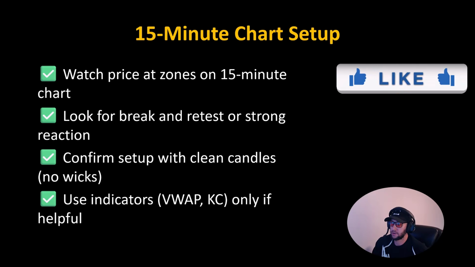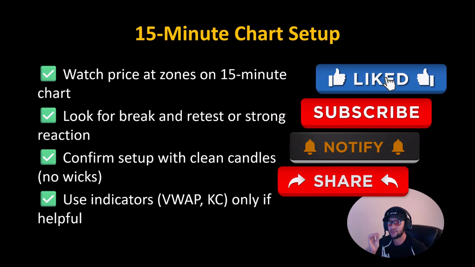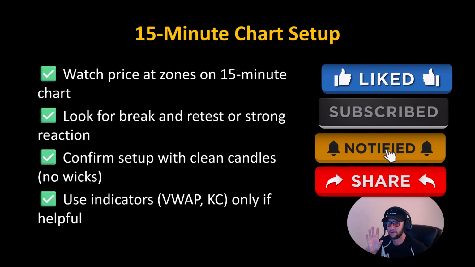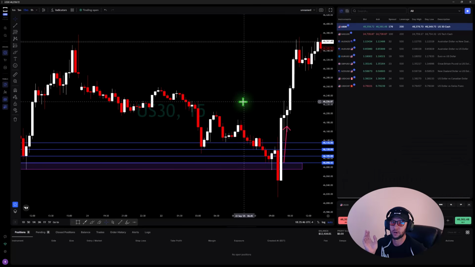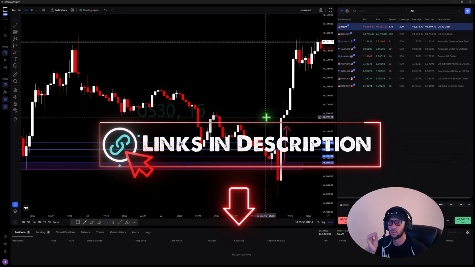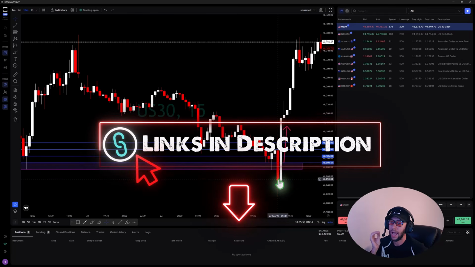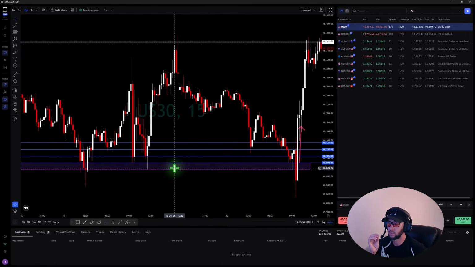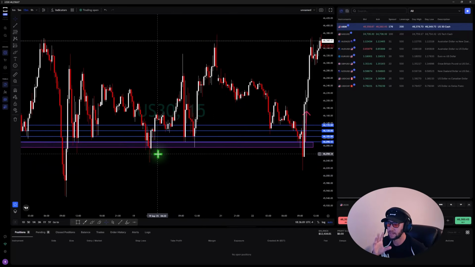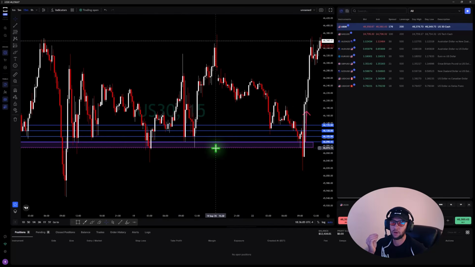So, 15-minute chart setup. From there, I drop down to the 15-minute time frame to refine my entry plan. You can see right here, it's always a 15-minute chart. I like to watch how price reacts when it approaches key zones. I'll draw these zones on the daily chart. So this is a zone right here. We traded US30 today, and I left a lot of money on the table right here, but this rectangle is basically my zone. I draw these out.